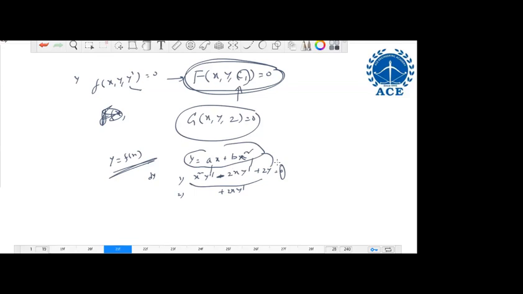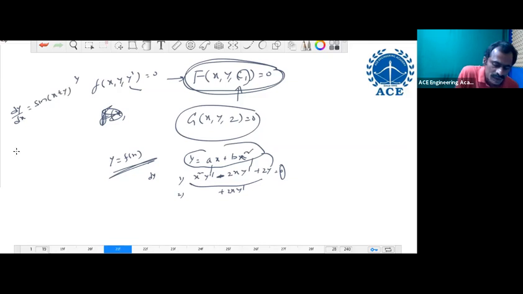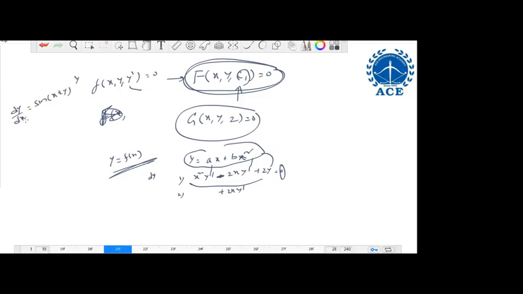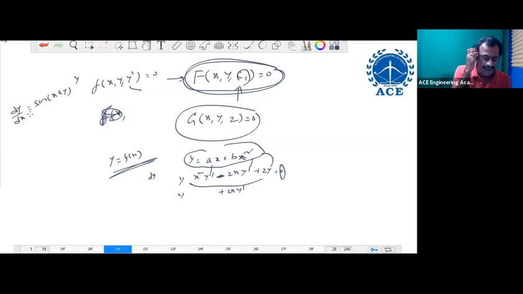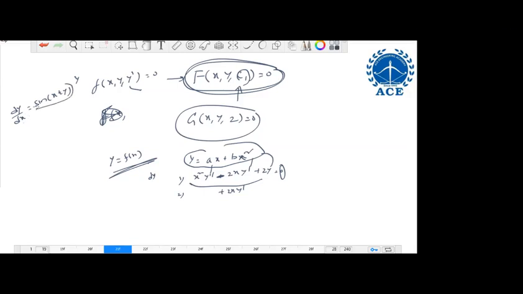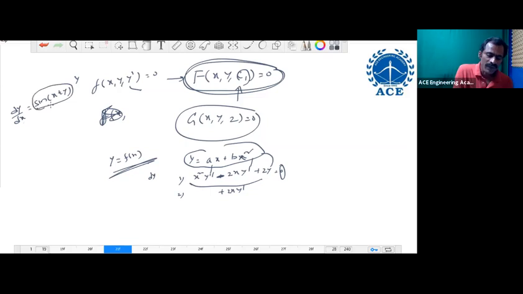The solution of dy by dx is equal to sine of x plus y is. Now it is a first order and first degree differential equation. On the right hand side, this is a function of x and y, f of x comma y equal to sine of x plus y.